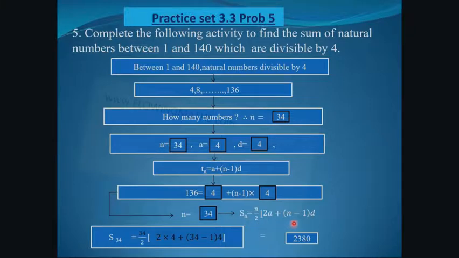Now Sn is this formula, so you put the numbers here. S34, n is 34. You want to find the sum of all these numbers. So S34 is 34 by 2 into (2 into 4 plus (34 minus 1) into 4), which comes to 2380.